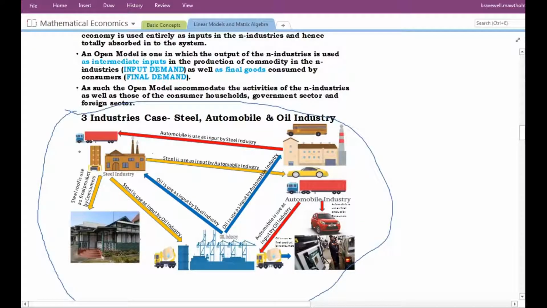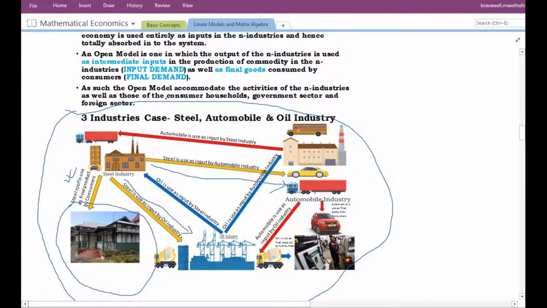Now, part of the output produced by the steel industry is being demanded by the oil industry and by the automobile industry as intermediate inputs. It is also being demanded by consumers as a final good. That is, a steel roof is one of its outputs and it is being used by consumers as a final good. So an open model accommodates the activities of the n industries as well as those of consumers, households, government sector and foreign sector.